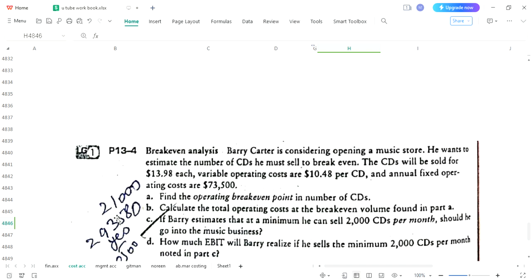Now please, I need your focus. Even a single unit more than 21,000, if this business is selling, that would be a situation where you will get your profit.